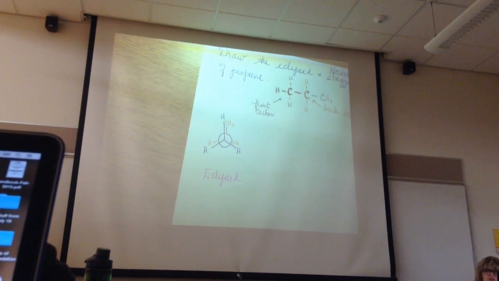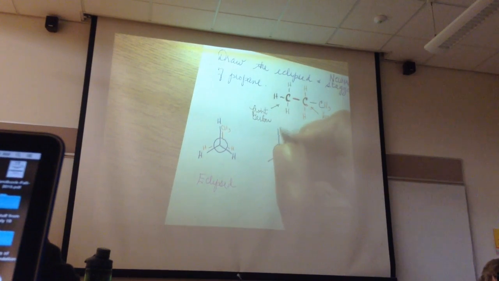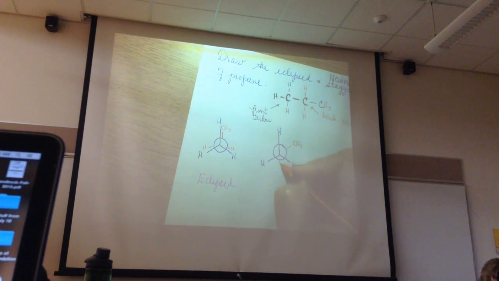I'm holding the front and I'm spinning the back. If I'm spinning the back, my hydrogens stay the way they were. Spinning the back, methyl is here, hydrogen is here, methyl is here, and this is going to be called now staggered.